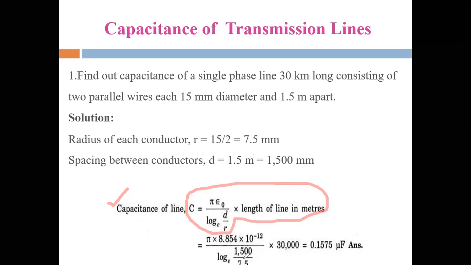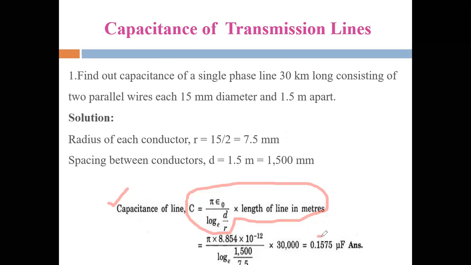Next D by R. R is also in millimeters, so the spacing between the conductors is also in mm. Then 1500 by 7.5, into the length of the line. What is the length of the line? That is 30 kilometers long, that means 30,000 meters.